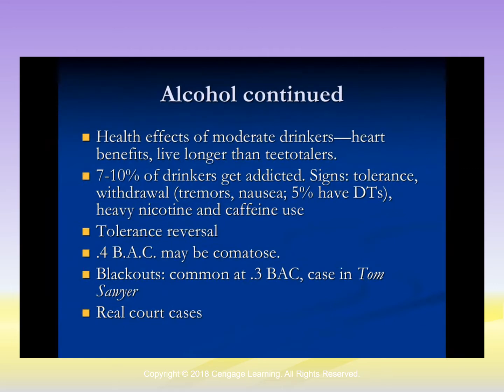Okay. And then heavy nicotine and caffeine use. So if you do go to an AA meeting, you will notice, unless it's a non-smoking meeting, that there's a lot of cigarettes and a lot of caffeine and sometimes a lot of sugar as well. So it's not a coincidence that recovering alcoholics are craving sugar, because alcohol is biologically sugar.